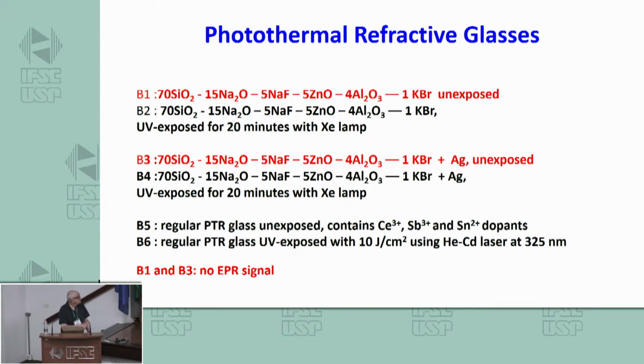So we prepared these 6 samples. Also silver needs to be present. 3 of them were UV exposed, and 3 of them were not. And the ones that were not exposed gave no EPR signal. The ones that are most important, however, are B5 and B6, which contain these dopants, again, before and after. But these also contain silver, which is already present in B4.